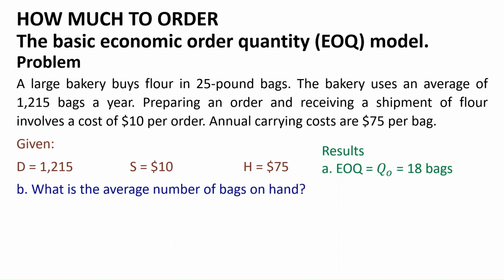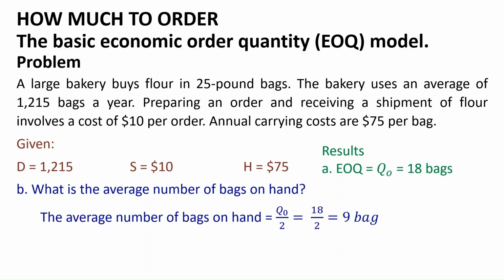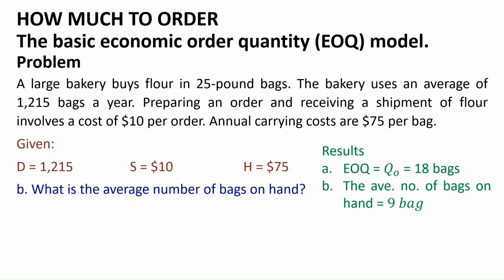The second question is, what is the average number of bags on hand? To find the average number of bags on hand, we have to divide Q0 by 2. It is equal to 18 divided by 2 equals 9. So, the average number of bags on hand is 9 bags.